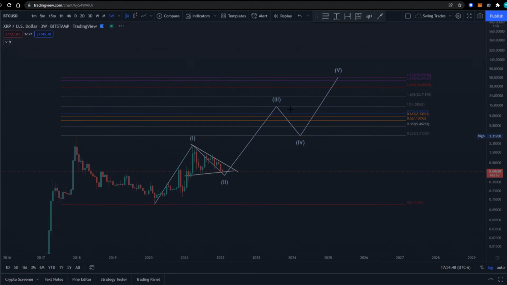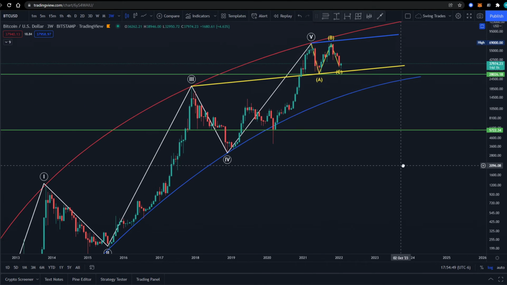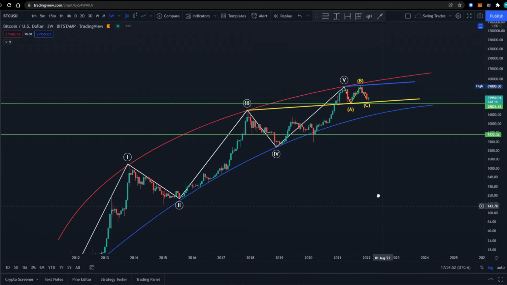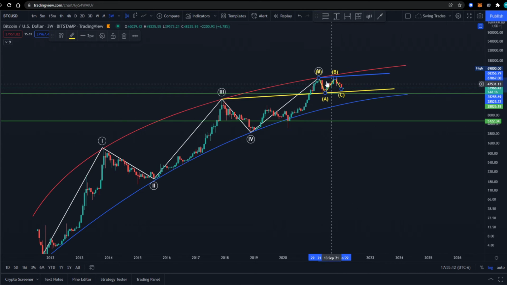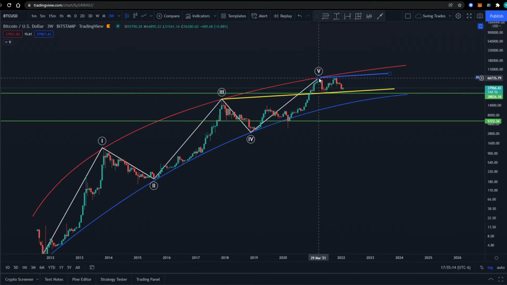Gonna go to the Bitstamp chart because I already have these drawings on here. As you can see, I have this set up as a grand super cycle. The question is, was this the top? Was this the end of wave 5? I honestly don't know. I don't know if this is the end of wave 5 or if we have further to go.